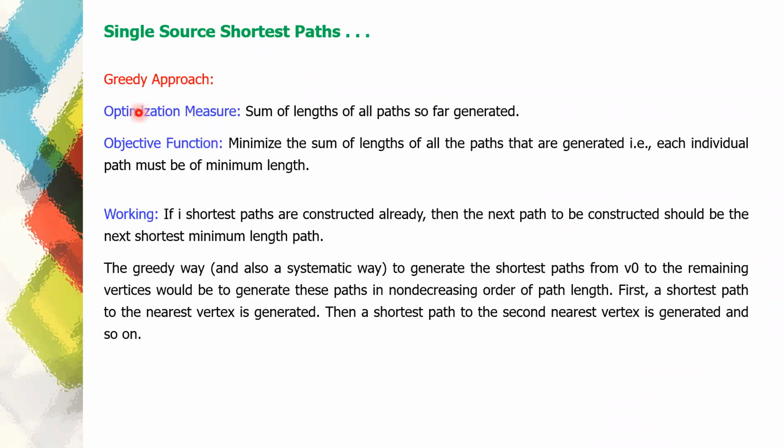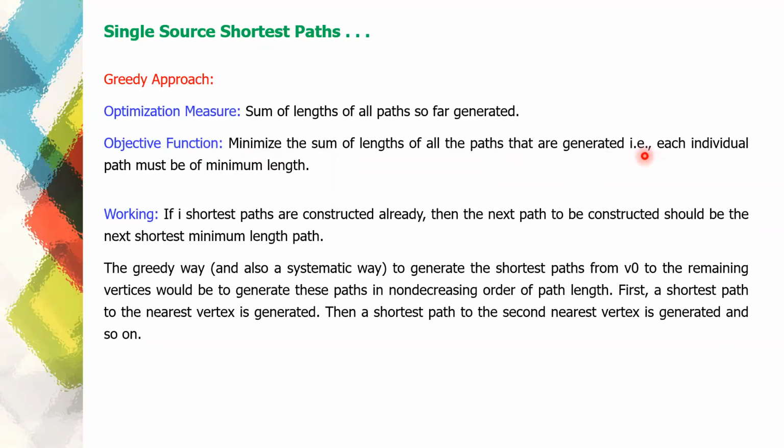So Dijkstra's algorithm is going to apply a greedy approach method, where the optimization measure will be the sum of the path. The optimization measure is the sum of the paths. And the objective function is that you have to generate the shortest paths. That means you are going to have to minimize the sum of the path lengths.